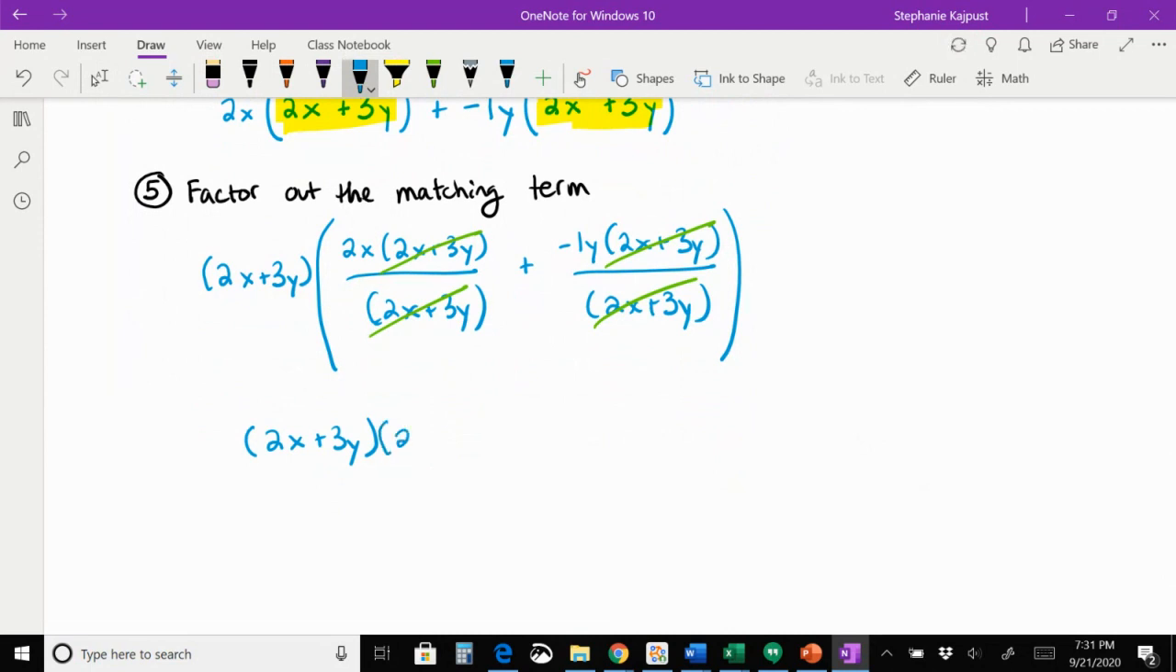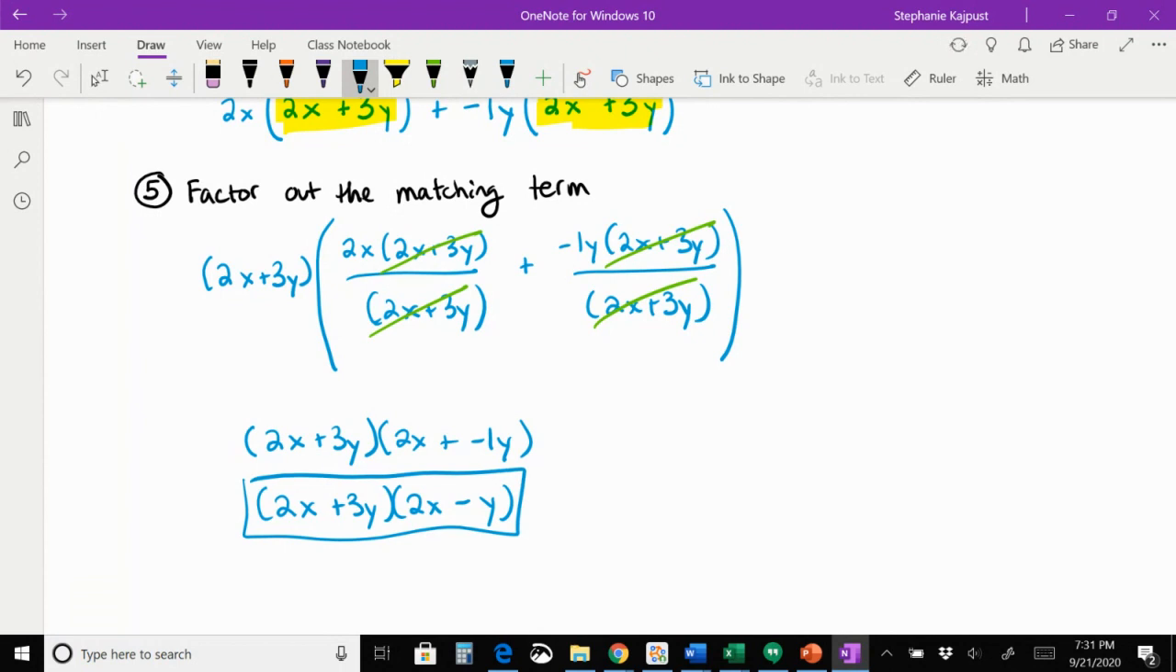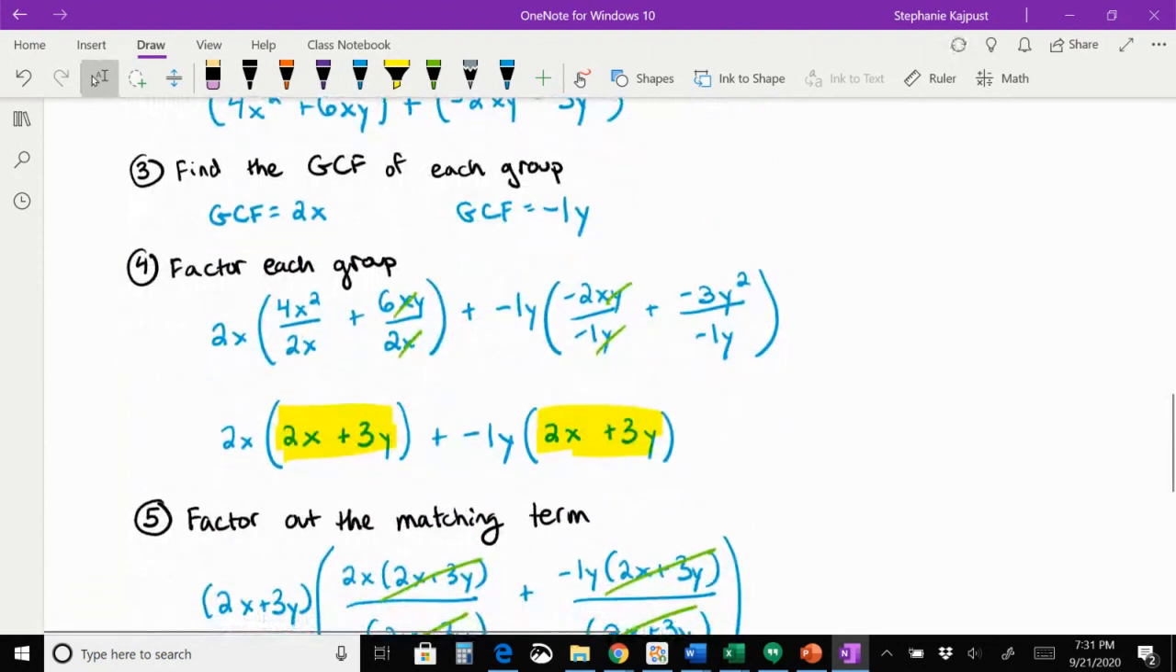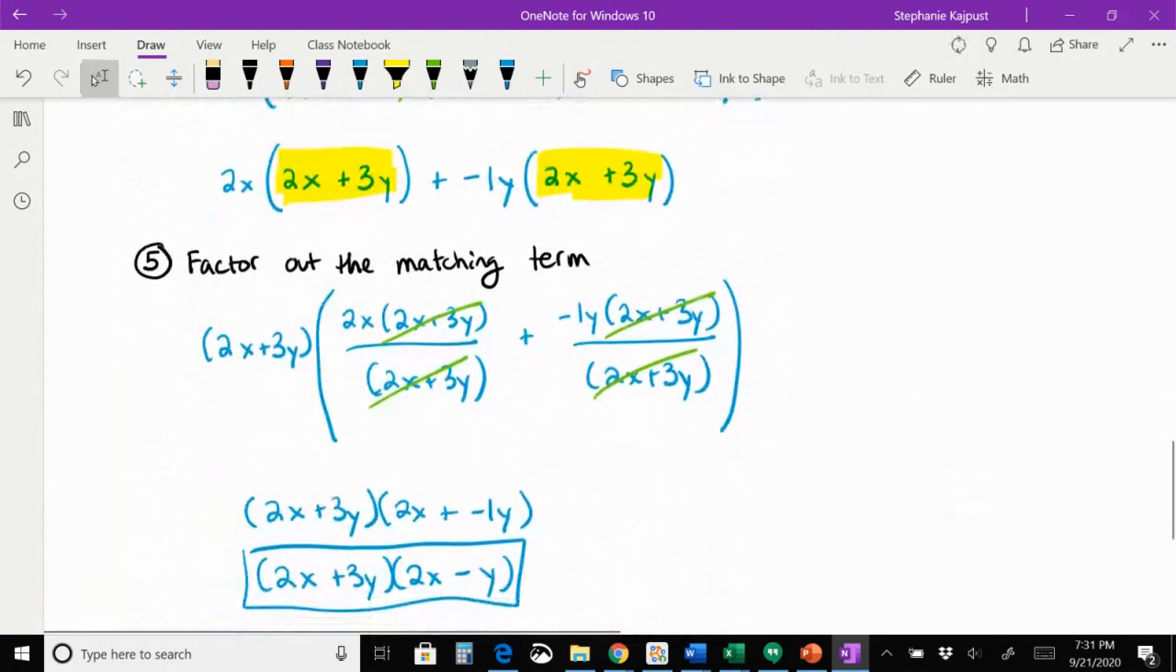And then we have a 2x plus -1y. Or we usually would just write this as 2x plus 3y times 2x minus y. So that's factoring by grouping. You started with something that has 4 terms. And we are factoring multiple times, but we're doing it in little sections. So we grouped each of them in pairs, factored each pair because they had something in common. And then we found something in common again, so we factored again.